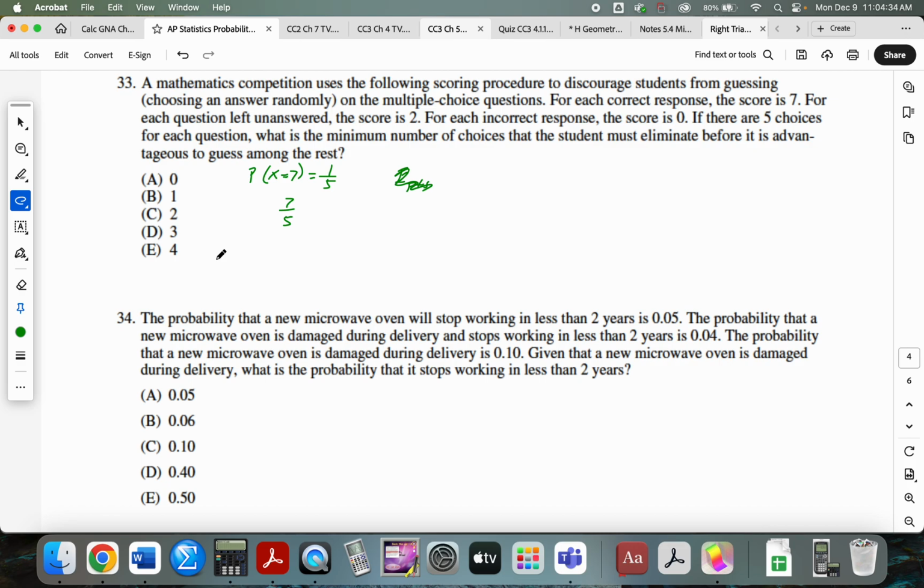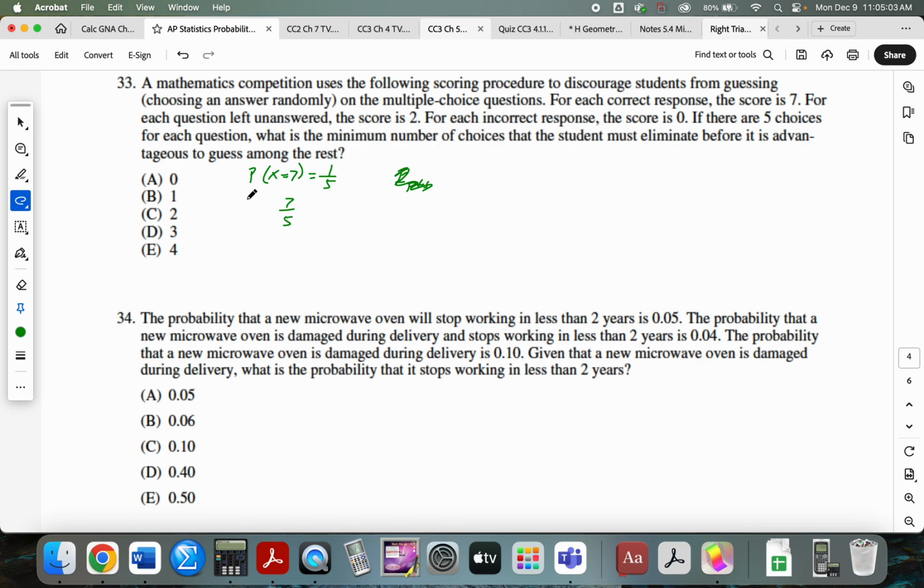I'm getting some blank stares here. I was thinking there were 5 questions, so I was confused, but I get it now. It's one question, 5 answer choices. If you pick A, you have a 1 in 5 chance of getting it right, and if you do, you get 7 points. So if you're picking randomly, it's 7/5 of a point.